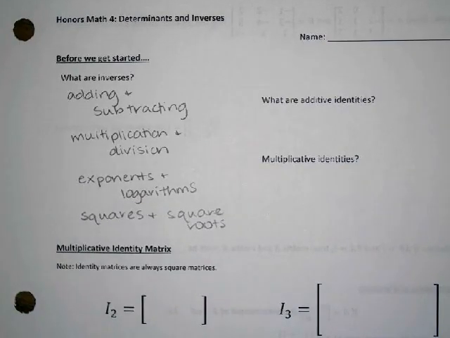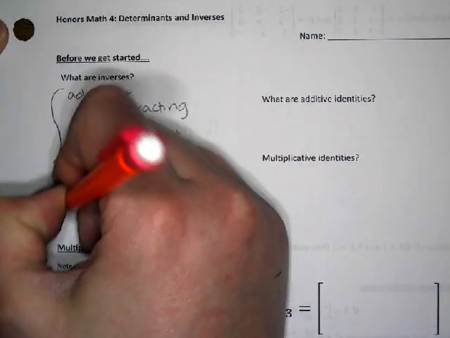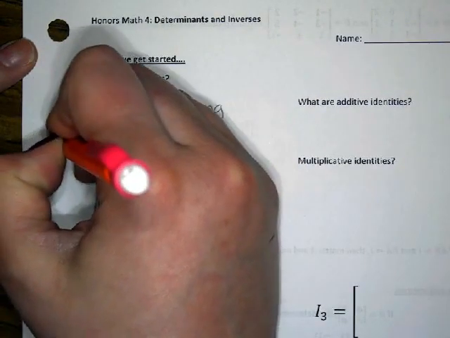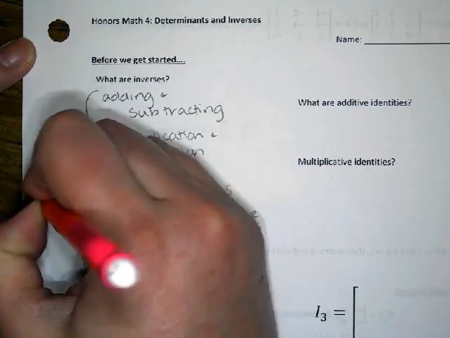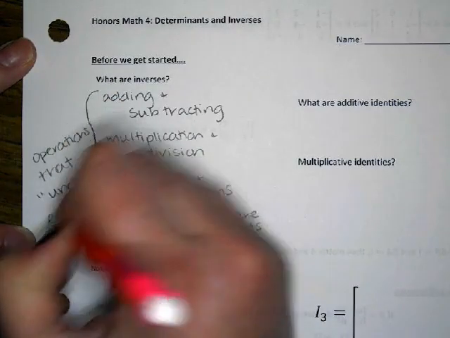So when we think about inverses, they really are just operations that undo each other. They're operations that undo each other. So that's what all of these things have in common. These are operations that undo each other.